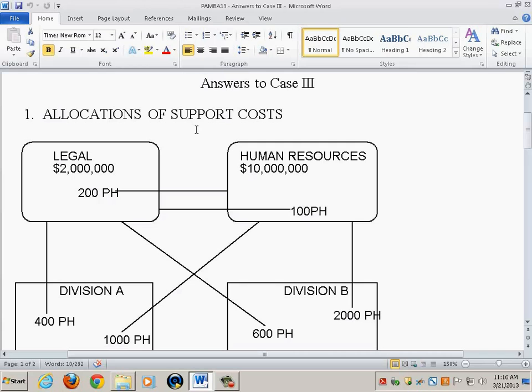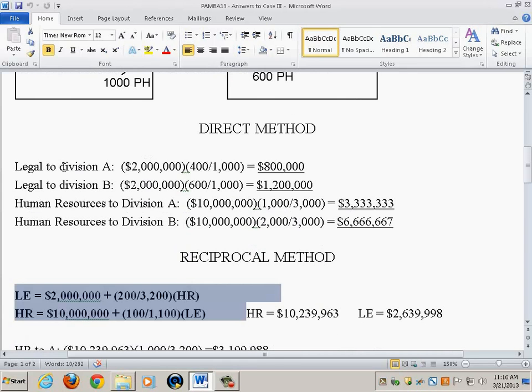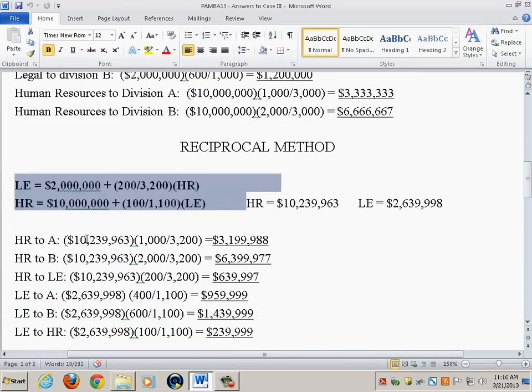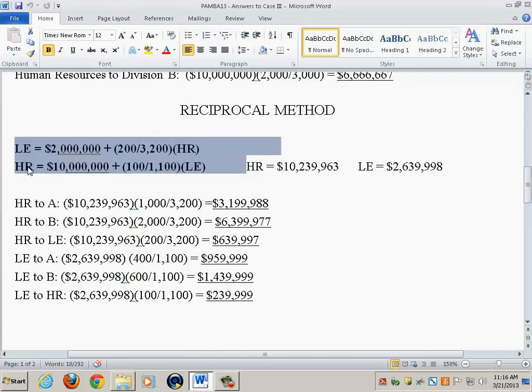And the same is true for human resources. 10 million is not their cost, it's the cost they started with before they got allocated some costs for the services they received from legal. So going back to the equations here, LE is the total dollar cost that legal has to allocate to all other units, and HR is the total cost that human resources has to allocate to all units.